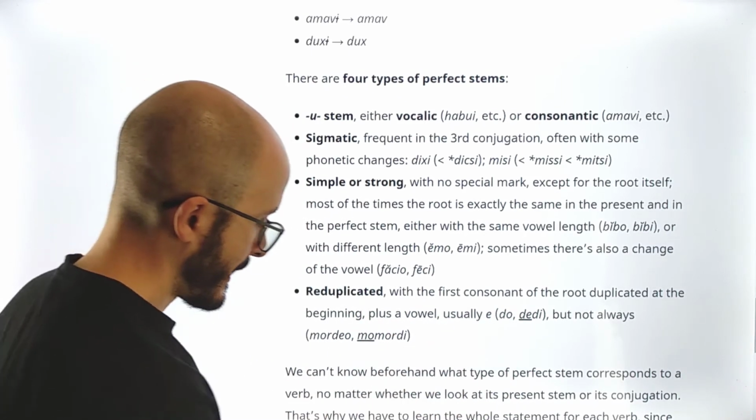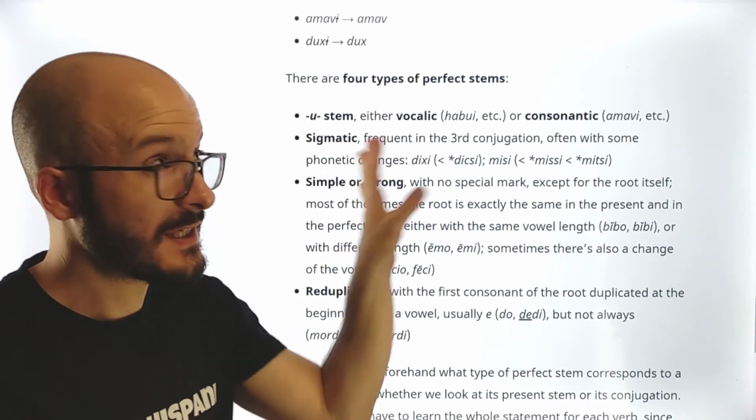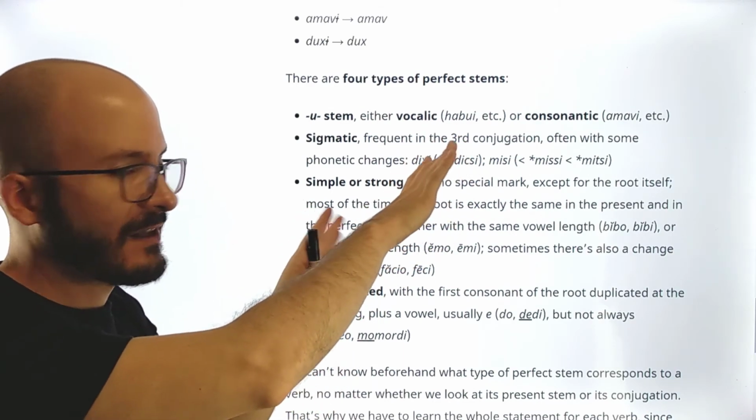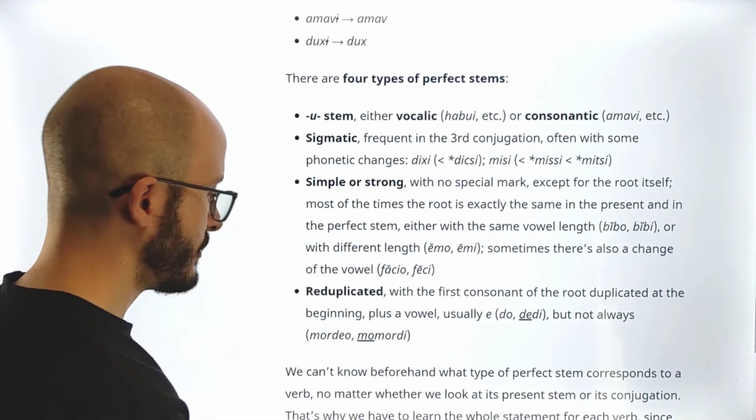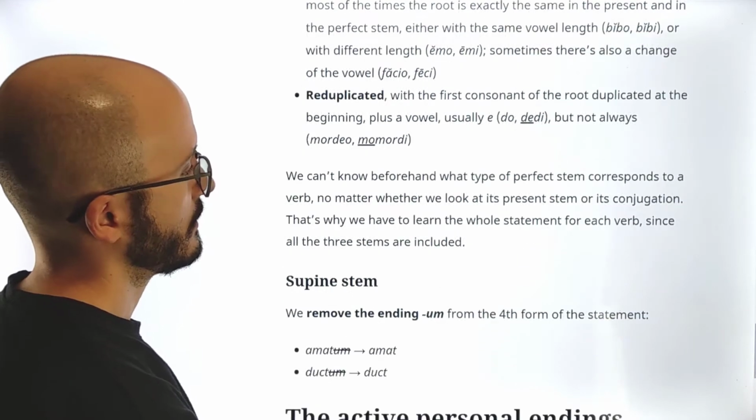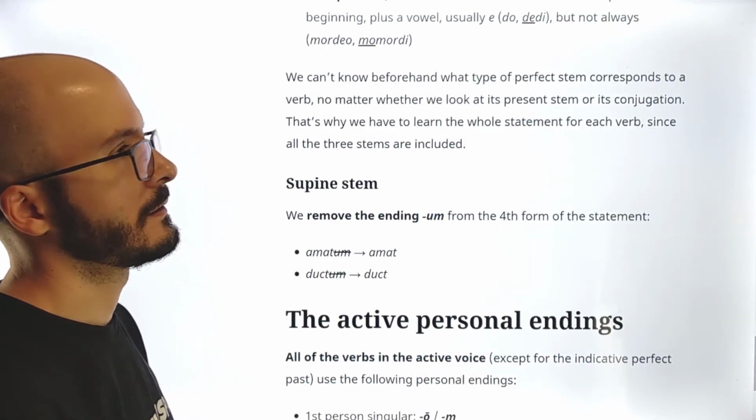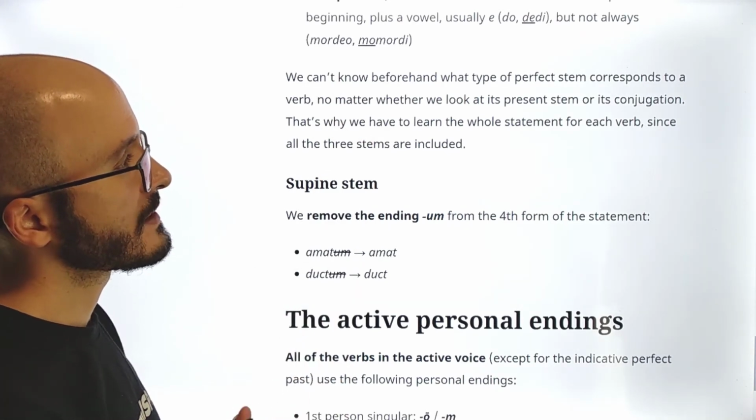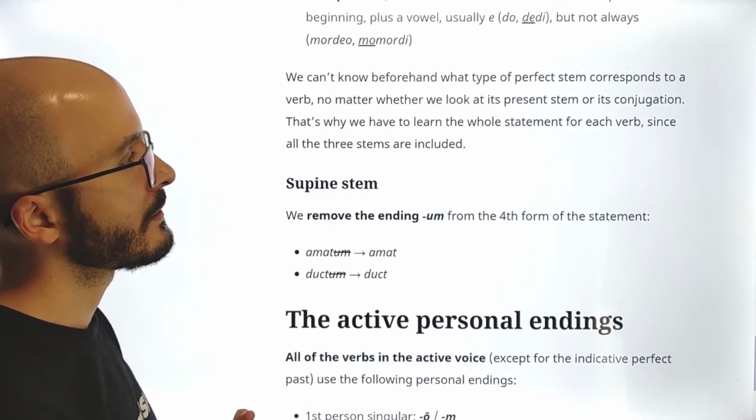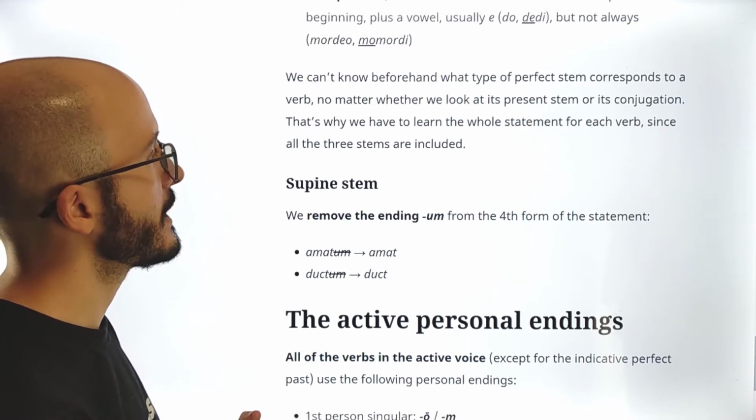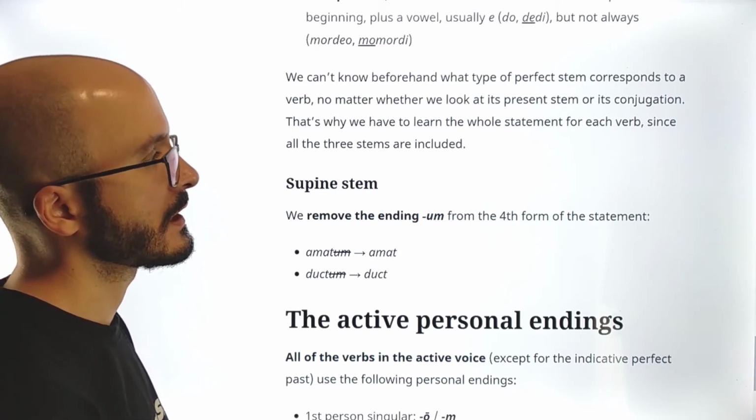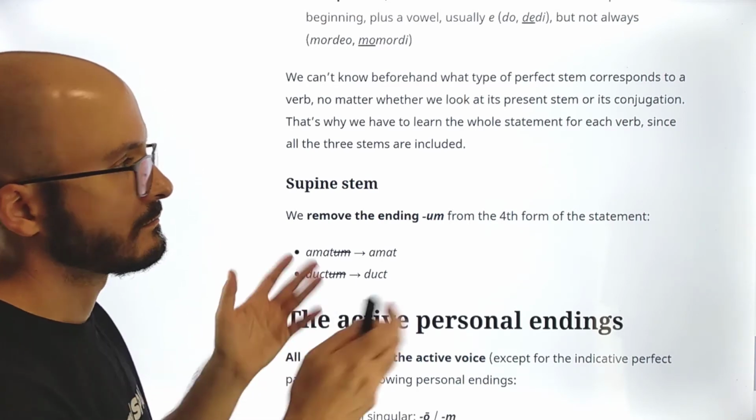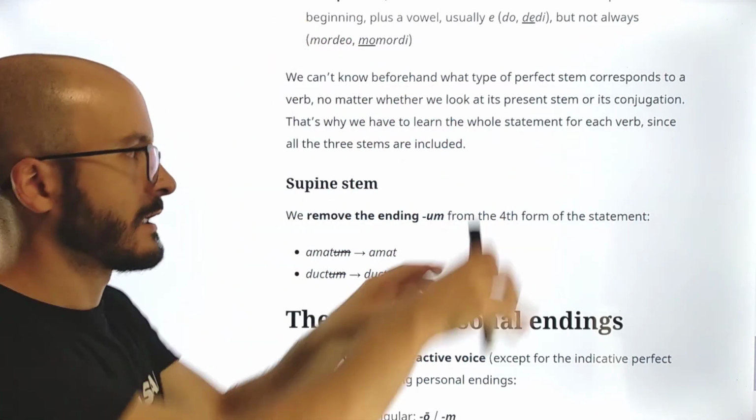Okay, so again, as I said, this is not something that you have to learn by heart, just kind of understand it and have it somewhere in your head, and you will see that in the future you will be glad that you were watching this video. We cannot know beforehand what type of perfect stem corresponds to a verb, no matter whether we look at its present stem or its conjugation. That's why we have to learn the whole statement for each verb, since all the 3 stems are included. Okay, so this is pretty much to say, learn the whole statement.